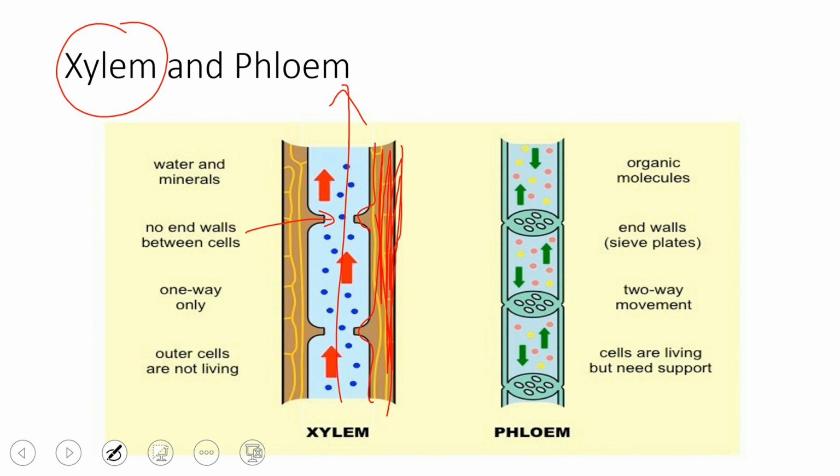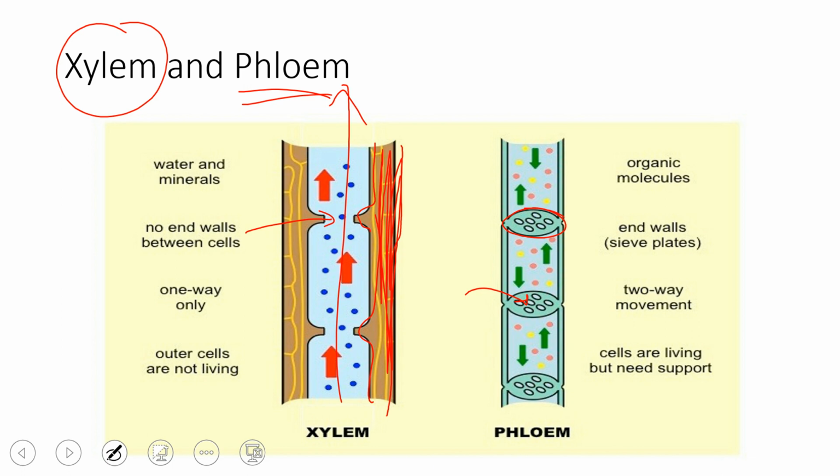On the other side, if we talk about the phloem, you can see it has movement in both directions, from the roots and leaves to other parts of the plant. And between the cells, here I have a sieve plate. So there is an end wall, but this end wall is perforated. You can see these holes in the walls. These allow things to go in and out.